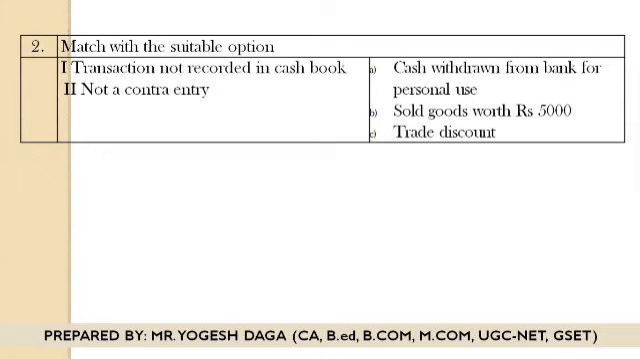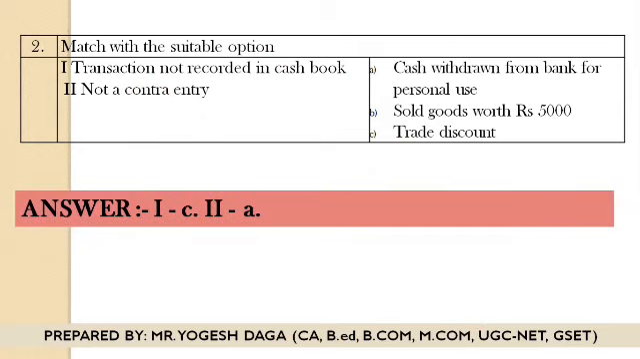Now students, in the cash book, we are recording all those transactions which are made in terms of cash. So yes, any type of discount, that type of discounts are never recorded in the cash book. So for first, the correct option is what? The correct option is C, that is trade discount is never recorded. And second, it's not a contra entry. So which one is not a contra entry? So yes, the perfect answer is the A, cash withdrawn from bank for personal use.